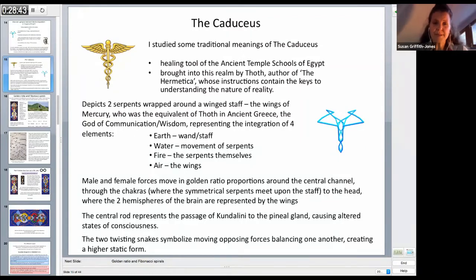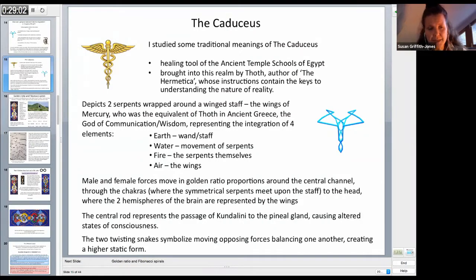I studied some traditional meanings of the caduceus, which was where to start. I mean, you've got to start somewhere. And I found that it's a healing tool of the ancient temple schools of Egypt, and brought into this realm by Thoth, who is the author of the Hermetica, whose instructions contain the keys to understanding the nature of reality.